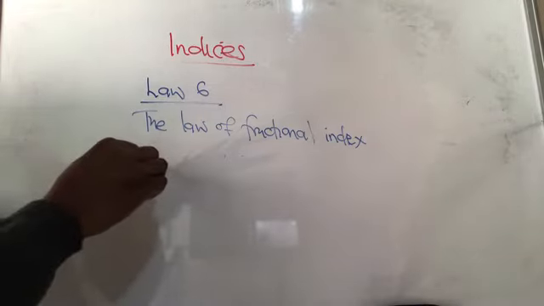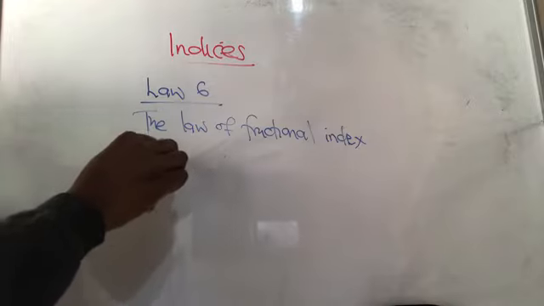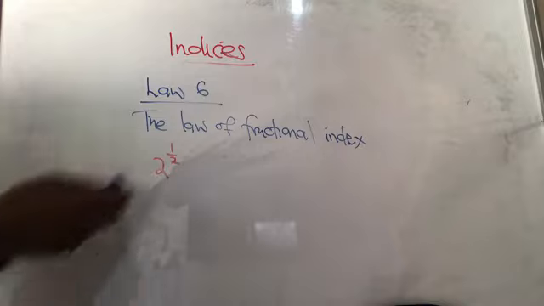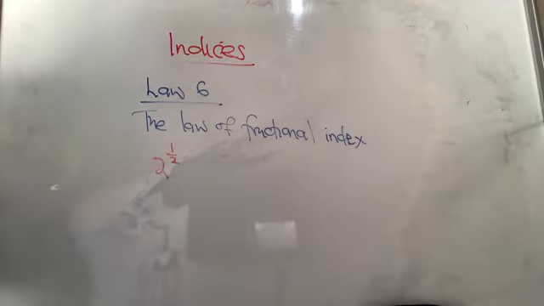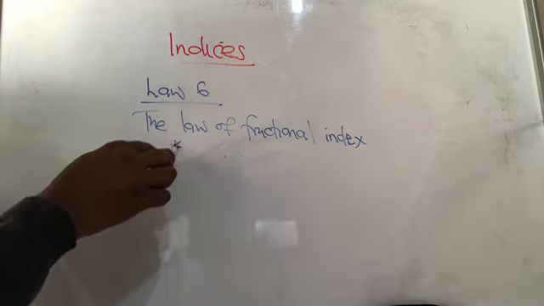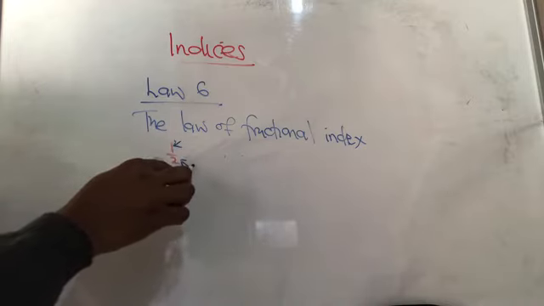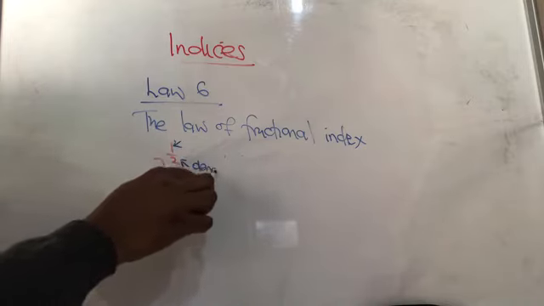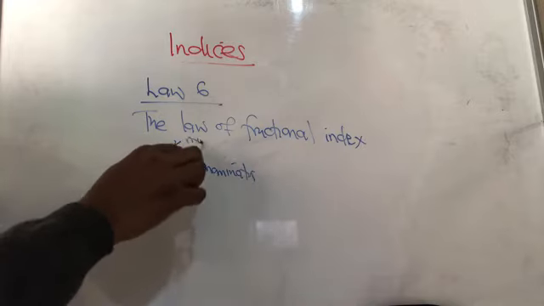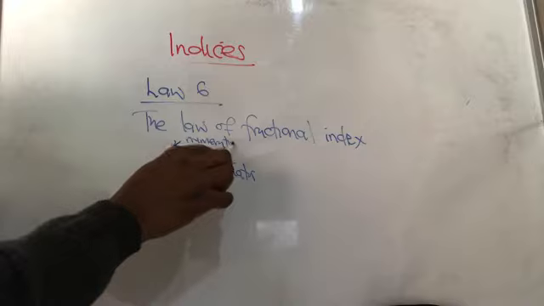When you are given a number like 2 to the power of half, when a number is raised to the power of half like this, you look at the fraction. So we know a fraction is a number which has the numerator and the denominator. So according to this, the numerator is 1 and the denominator is 2.